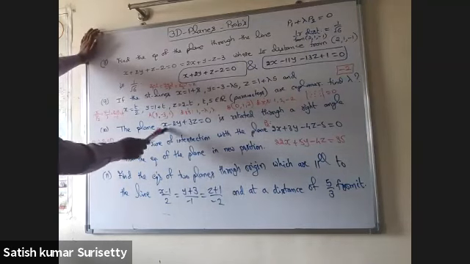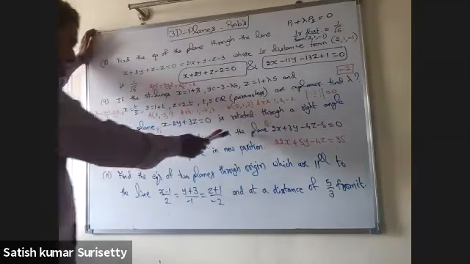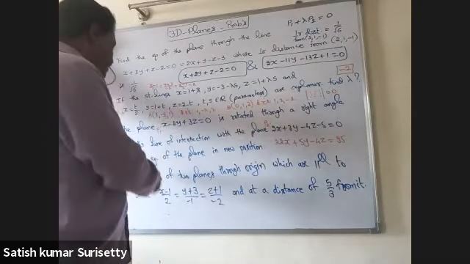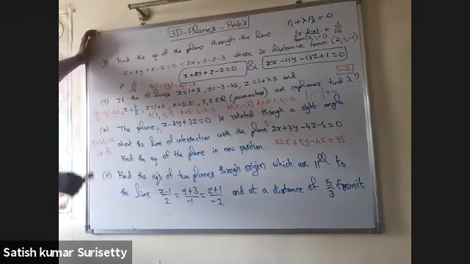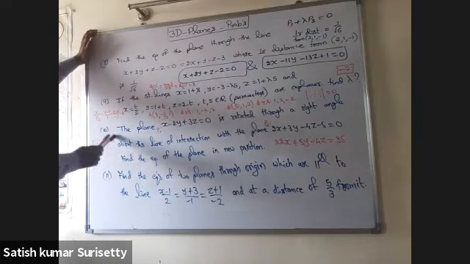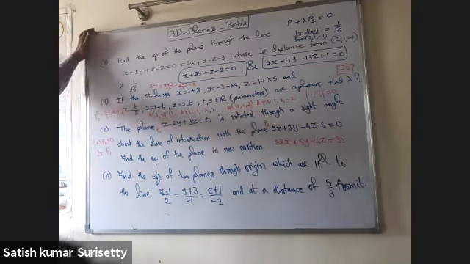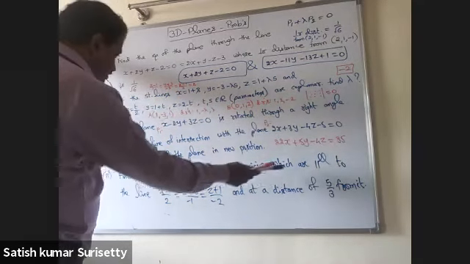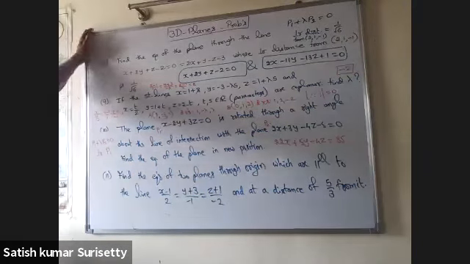10th, the plane P1 is rotated through a right angle about the line of intersection with the plane P2. Find the equation of the plane in the new position. So in the new position, the plane will be P1 plus lambda P2 equal to 0, the family of planes. Now this plane is perpendicular to plane 1. Then you'll get the lambda value. Next, find the equation of two planes through the origin which are parallel to the line and at a distance of 5 by 3 from it.